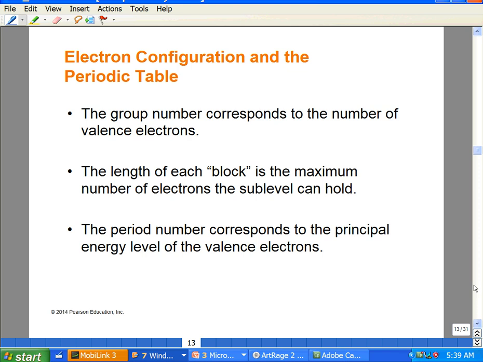So this is what I'm going to tell you, that the group number corresponds to the number of valence electrons. I'm going to show you in a minute on the periodic table. The length of each block that I'm going to show you tells you what the max number of electrons is that it can hold. And the period number corresponds to the principal energy level of the valence electrons.